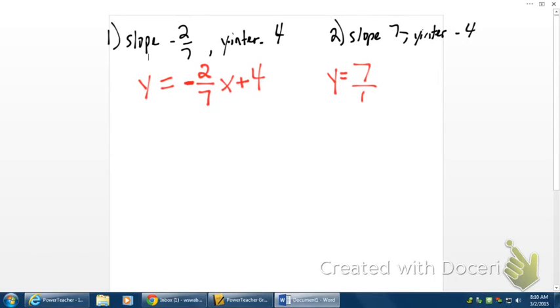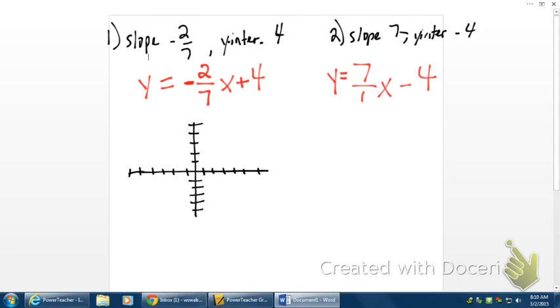Okay, what's going to come next? Well, I'm going to have an x. And in this case, my y-intercept is a minus 4. Well, I'm just going to have minus 4. Okay? And you're done. So we're going to go ahead and sketch these out.